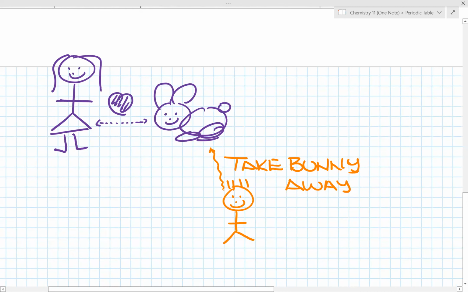Now, if they take the bunny away, you can think of it like this. If there's a stronger attraction between the bunny and its owner, this stranger, this other individual, has to work that much harder to take that particular animal away. This would be like ionization energy.